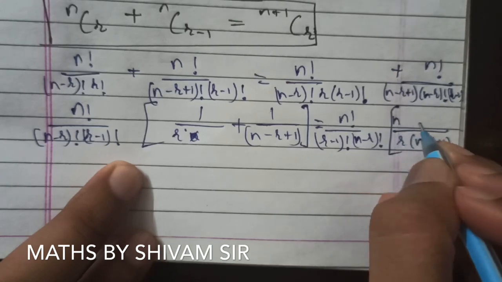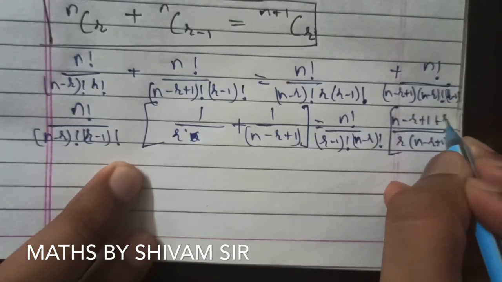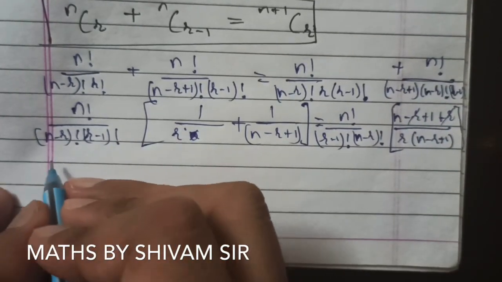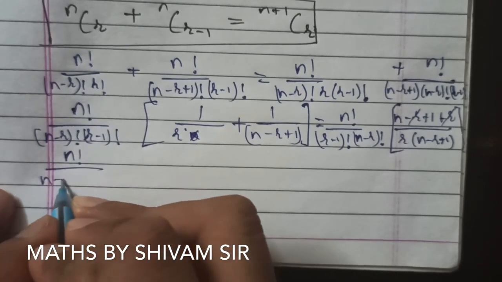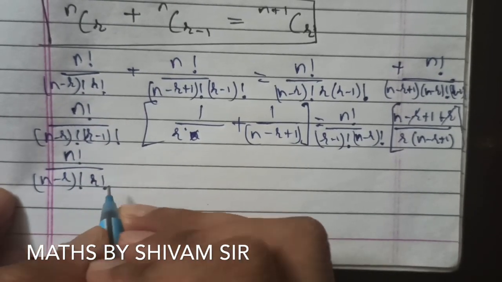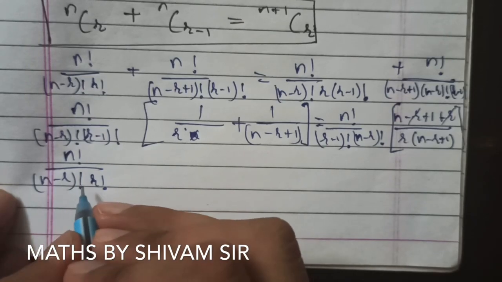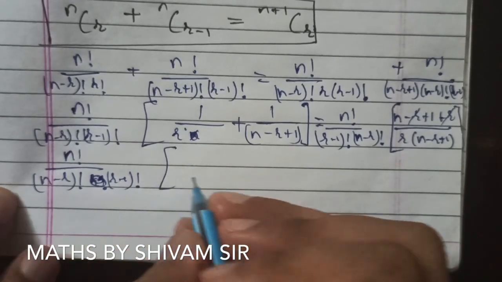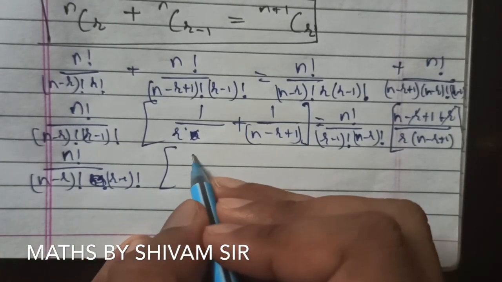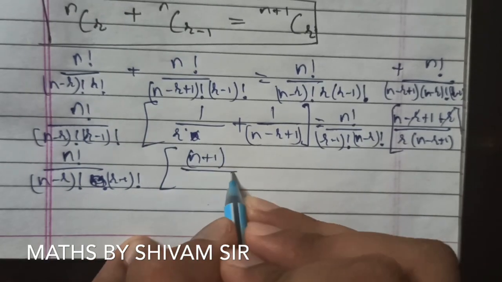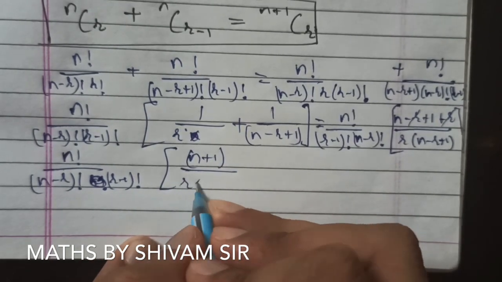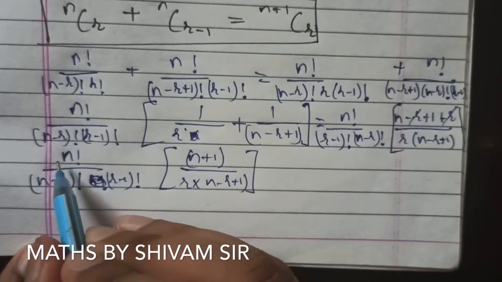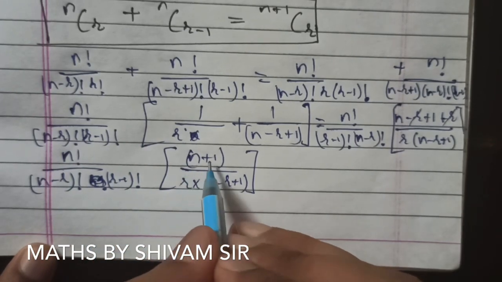So here it will be (n minus r plus 1) plus r, so r and r get cancelled. Here we have n factorial upon (n minus r) factorial, (r minus 1) factorial as it is, and in the bracket we have n plus 1 upon r multiplied by (n minus r plus 1). So this is n factorial multiplied by (n plus 1), or we can say (n plus 1) multiplied by n factorial.